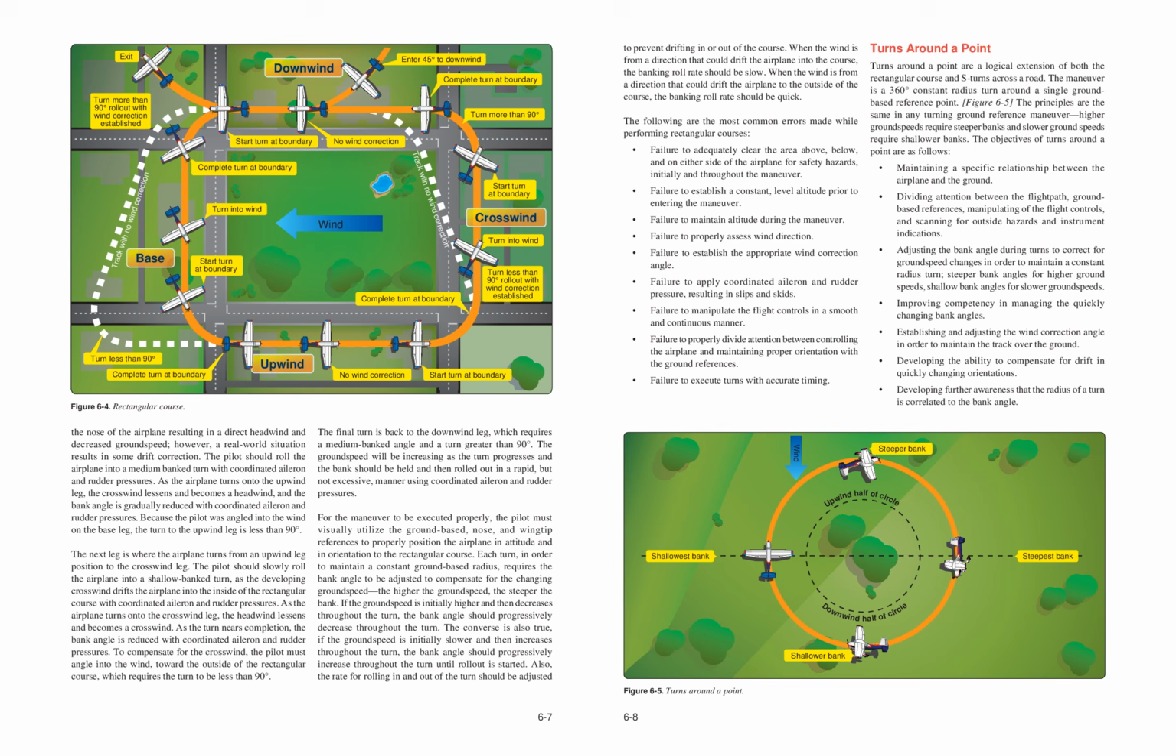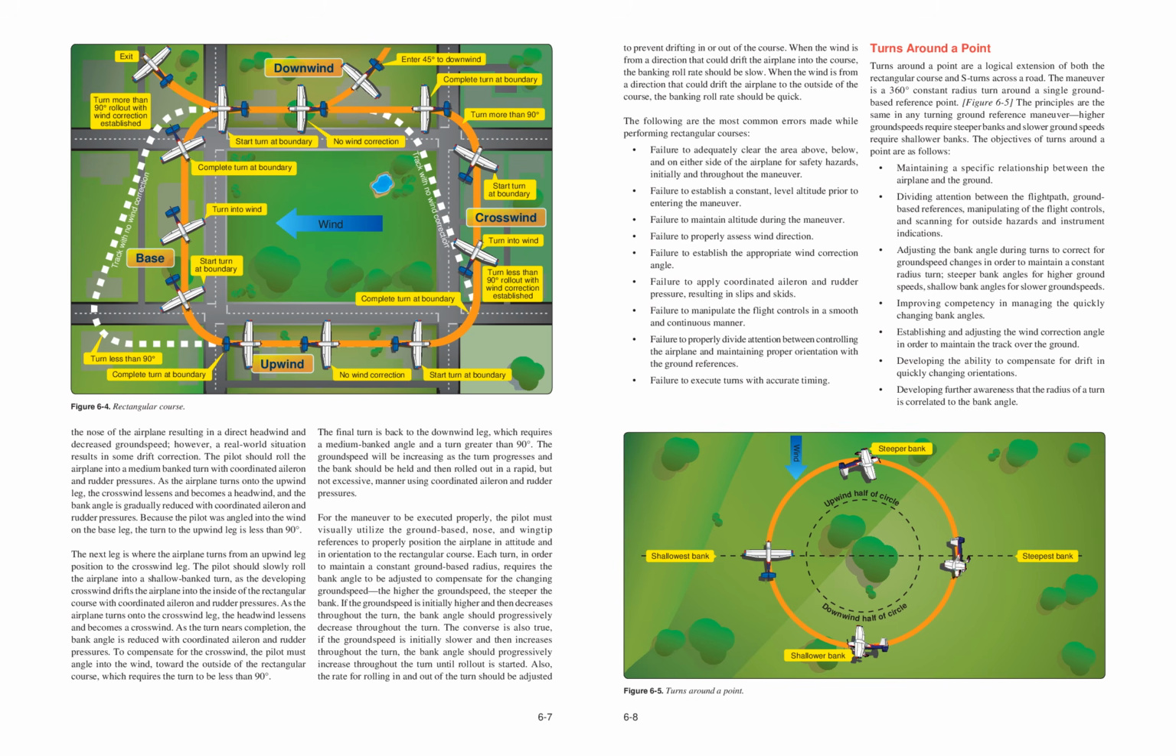The final turn is back to the downwind leg, which requires a medium banked angle and a turn greater than 90 degrees. The ground speed will be increasing as the turn progresses, and the bank should be held and then rolled out in a rapid, but not excessive, manner using coordinated aileron and rudder pressures. For the maneuver to be executed properly, the pilot must visually utilize the ground-based, nose, and wingtip references to properly position the airplane in attitude and in orientation to the rectangular course.